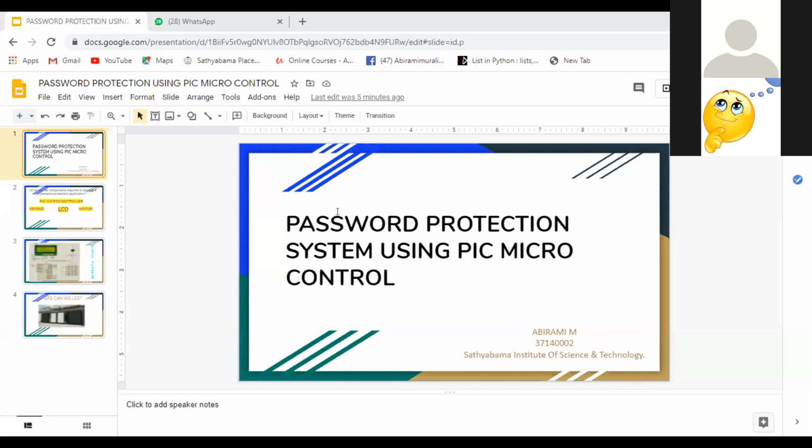Okay, good morning, ma'am, and good morning, friends. Today I'm going to share about a password protection system using a PIC microcontroller.